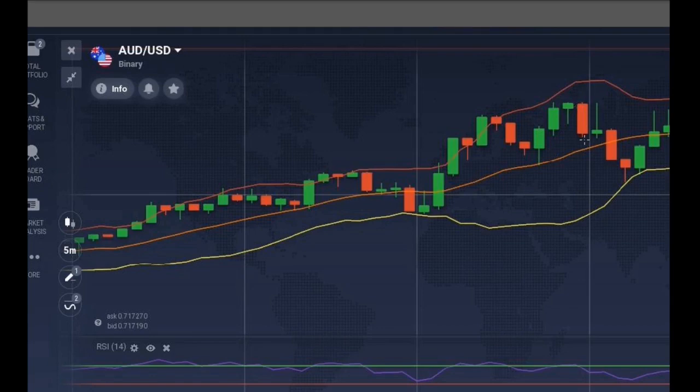Okay, so as soon as the divergence is confirmed here, you wait. You don't trade immediately. You trade after the price retraces back to the upper body of the confirmation candle.